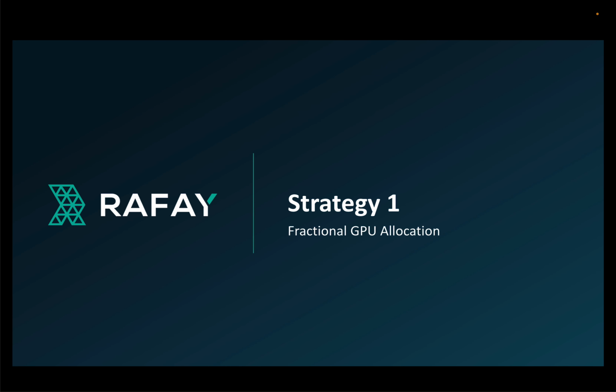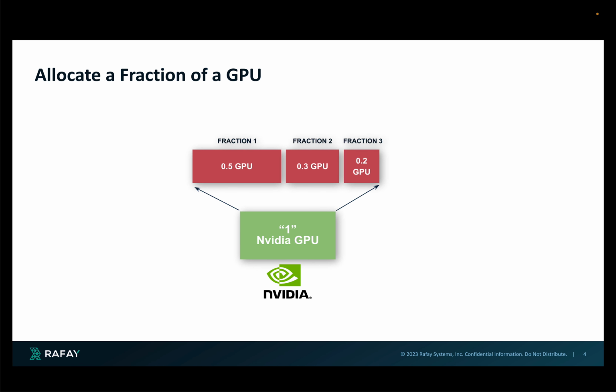Now, there are 2 strategies that we'll look at in this particular video. The first strategy is called a fractional GPU allocation. And in this model, imagine if you have a single NVIDIA GPU. Imagine if you have 3 applications that need to use a GPU, but you only have one. So with this approach, you'll be able to allocate fractions. In this example, we have 3 fractions. The first fraction is consuming 50% of the GPU. The second one is consuming 30%, and the third one consuming 20%, totaling up to a single GPU.